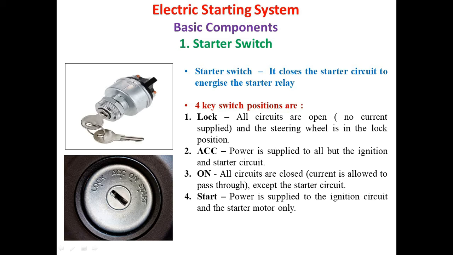The second position is ACC. Here, in the second position, all circuits are closed, but the ignition and starting circuits are still open, meaning current only flows through accessories like radio, car tape, AC, power windows, etc. Then the third position is the on position. In this position, current will be supplied to the starter system only and all other circuits remain open.